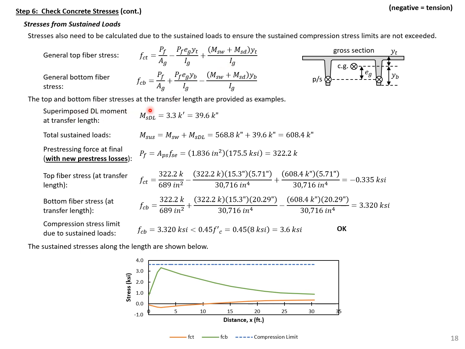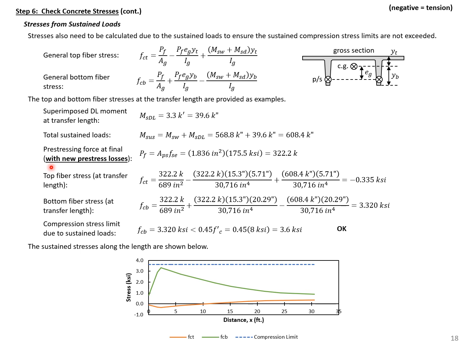So again, we're looking at the transfer length in this example. So the superimposed dead load moment at transfer is shown here. And then our total sustained load moment at transfer length is just the sum of the self-weight moment and the superimposed dead load moments. So that's given here. The pre-stressing force is going to be the final pre-stress force. And remember, we changed the concrete strength on the last slide, so we would need to go back and recalculate all of our pre-stress losses.